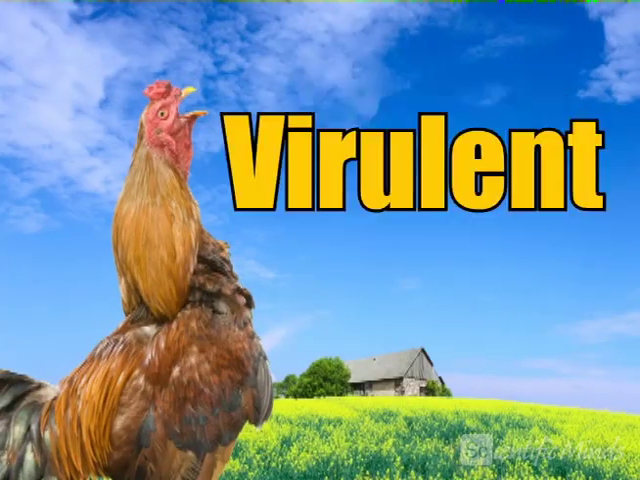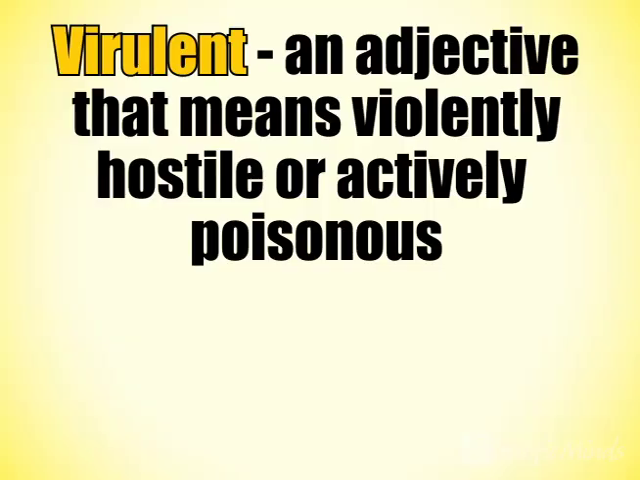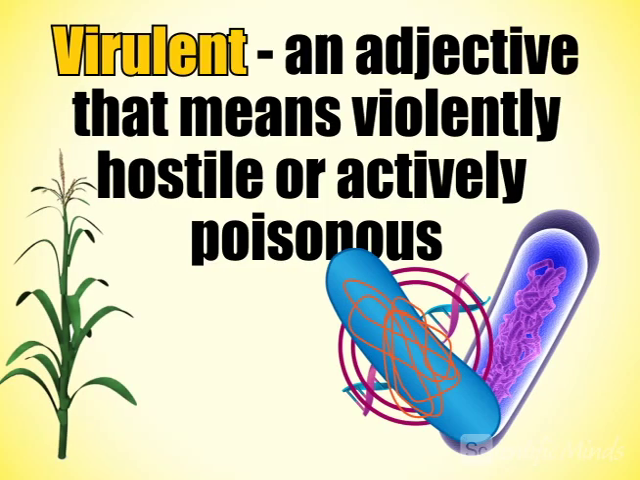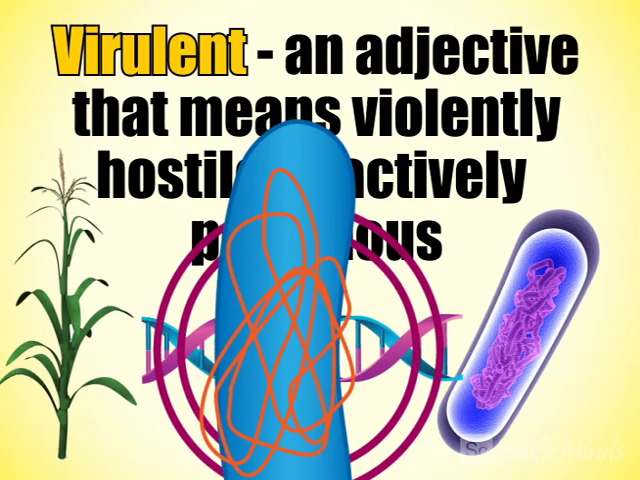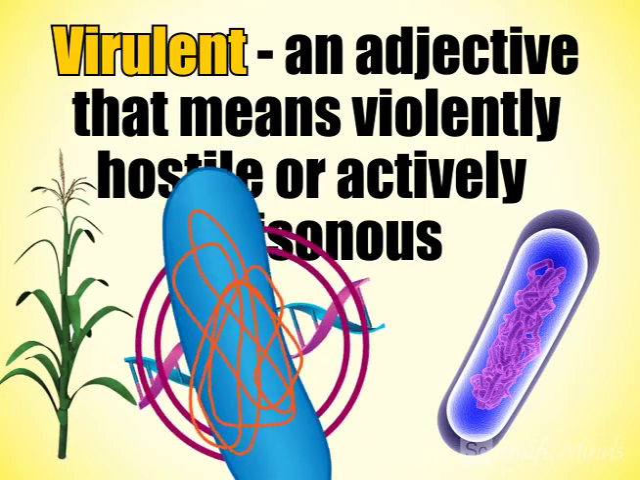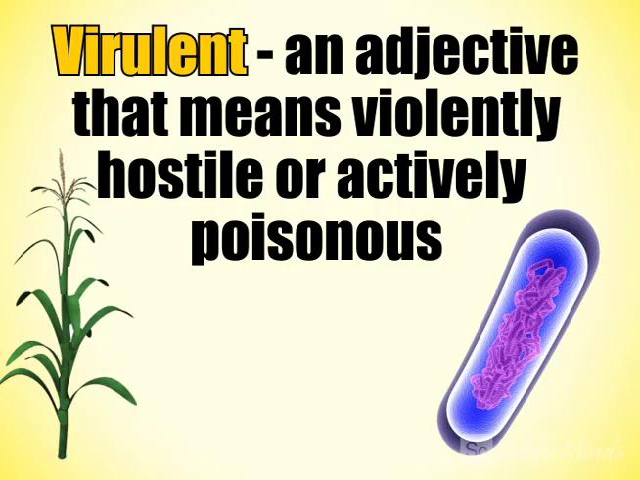Today's SAT word is virulent. Virulent is an adjective that means violently hostile or actively poisonous. In the lesson, we learned that DNA from bacteria producing a virulent or actively poisonous toxin can be inserted into crop plants to make them toxic to specific insect pests.